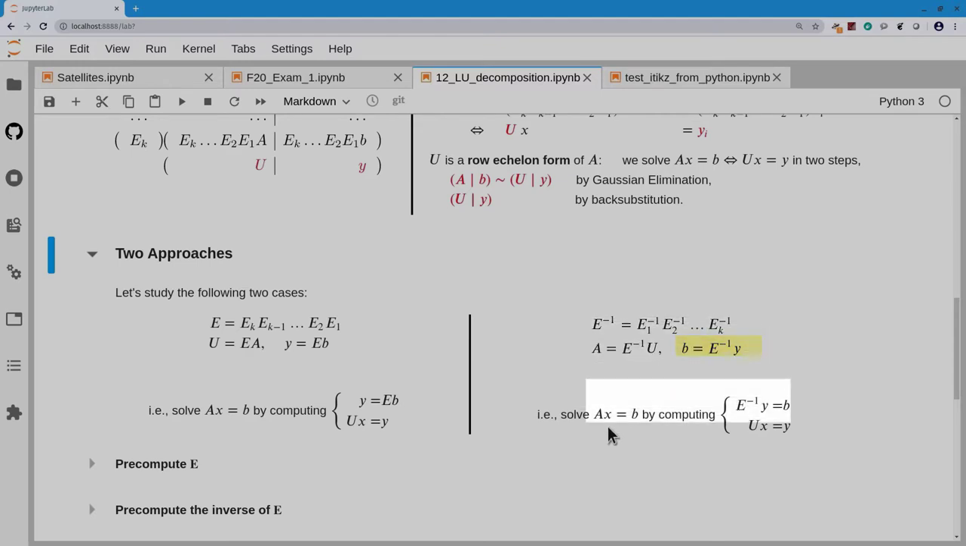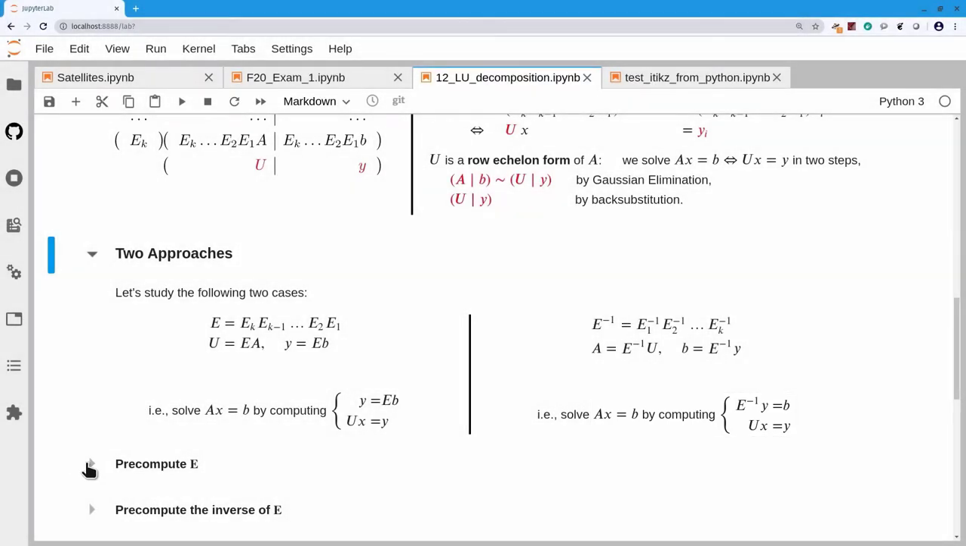And so when I want to solve Ax = b, I'll have to solve this second equation here for y, namely that E inverse y is equal to b. I know that E inverse matrix, if I pre-computed it, with some unknown vector y is equal to my right-hand side b. Solve that for y, and then I have my back substitution problem as before. So let's look at both of these.